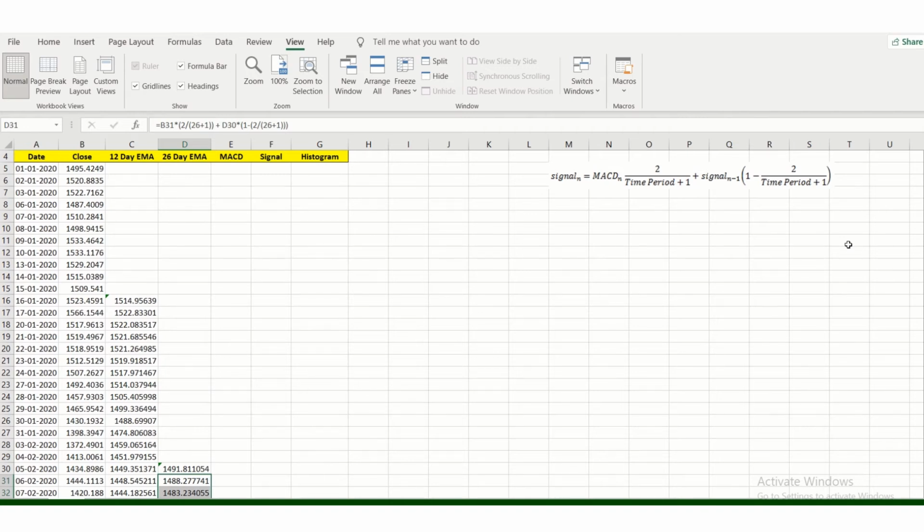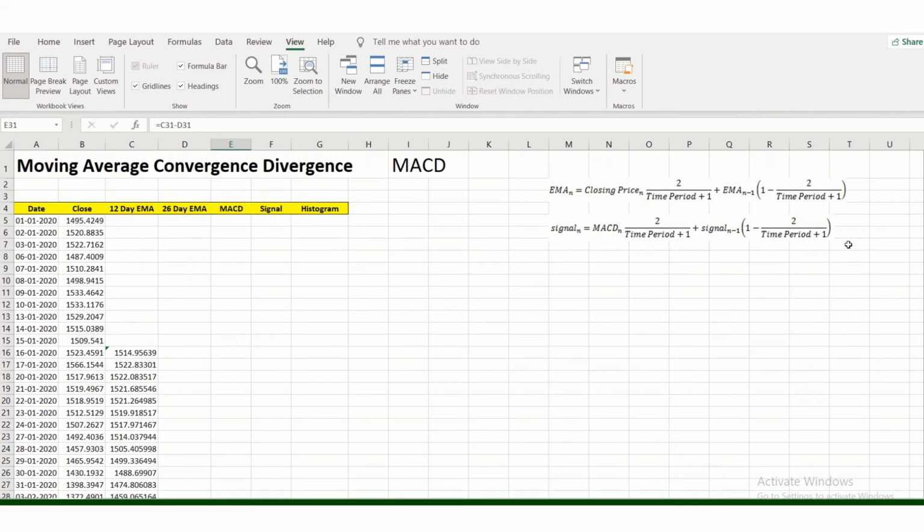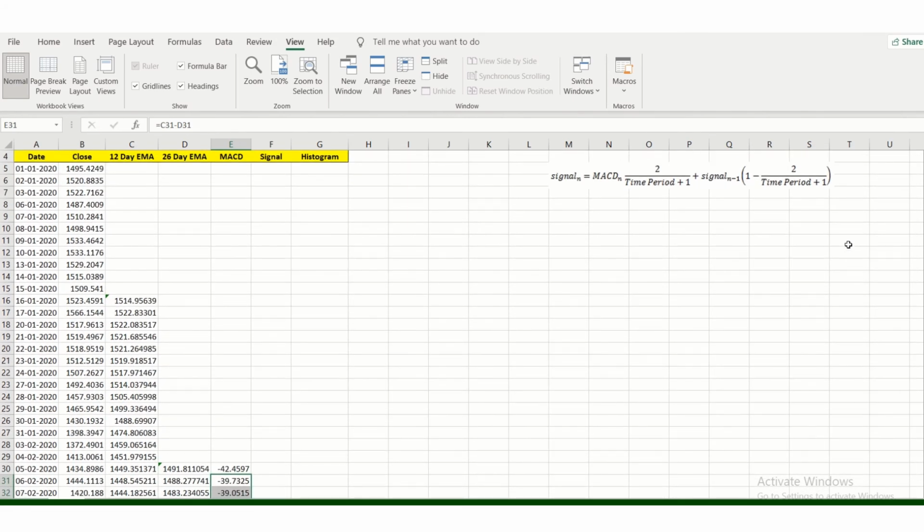Now let's move forward to column A, where we need to compute the MACD. The MACD is simply the 12-day EMA minus the 26-day EMA. Now we need to drag and drop the formula down to fill the cells.